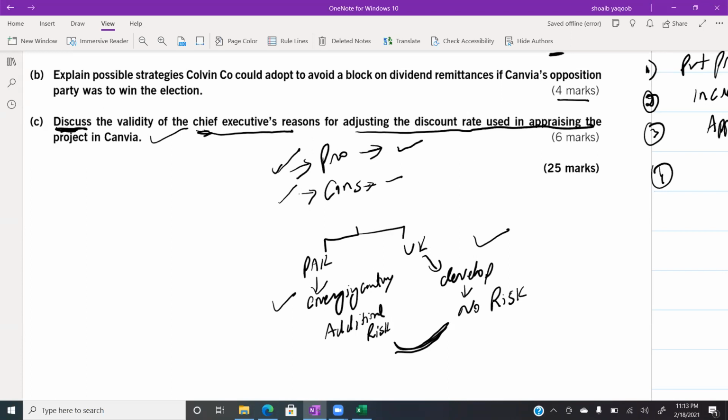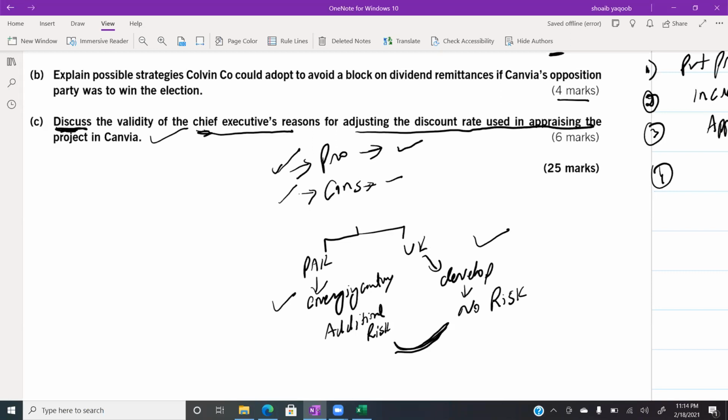And you will write something against this statement: there is no need to add the premium, because if you are investing in a poor country, you must have invested in other developed countries. So your risks will cancel out with each other. And the majority of the owners are institutional investors, so they have already diversified their risk away. So there is no need to pay the premium for the additional risk.